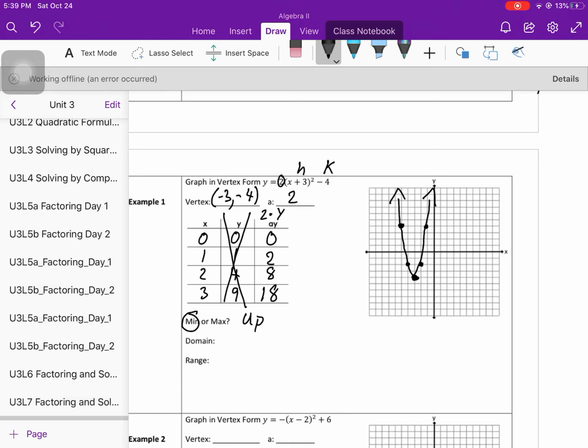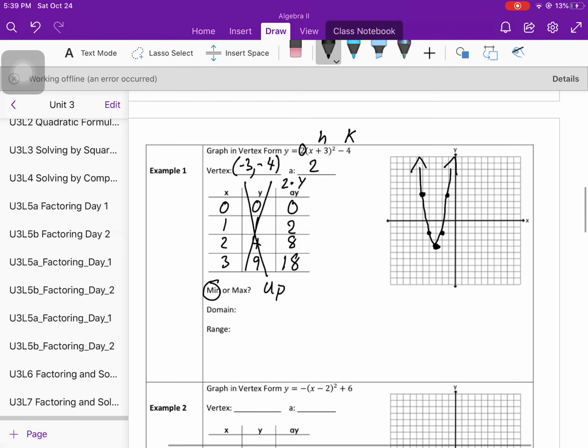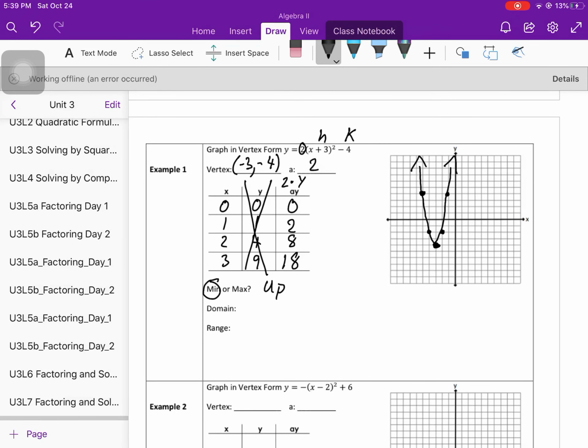You actually technically only need 3 points to graph a parabola. You need the vertex and then you need a point on either side. But it's just more accurate if we have more points. So just try to graph as many as possible. But if some of them go off, don't worry about them.